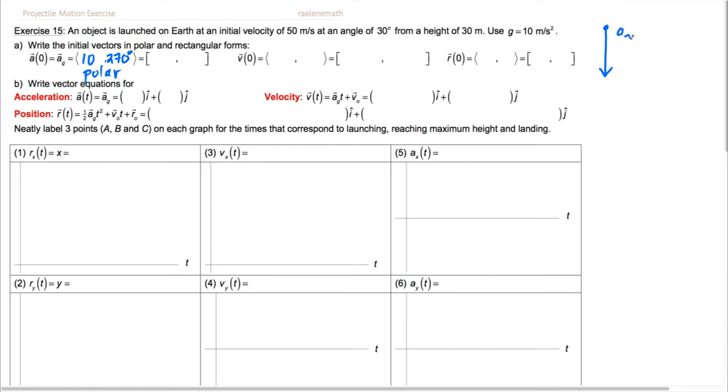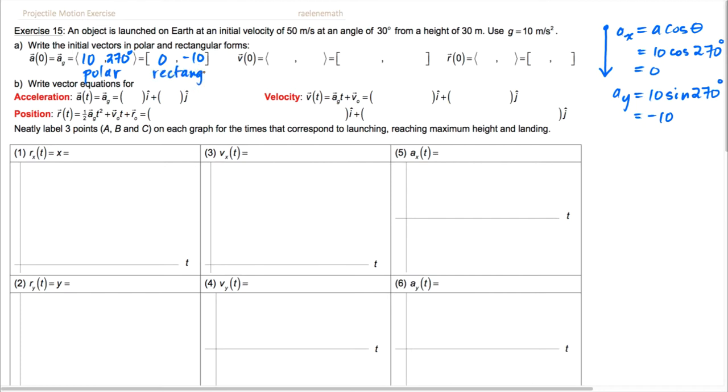To get the x component of acceleration, we take the magnitude of any vector multiplied by the cosine of the angle, so we get 10 times the cosine of 270 degrees, which is going to give us 0. Now that makes sense. Looking at the vector, there's no horizontal component. Similarly, all of the magnitude of the acceleration has gone into the vertical component, which is given by 10 sine 270 degrees, which is negative 10 meters per second squared. Now these are called the rectangular components, and these rectangular components can be written as coefficients of i hat and j hat.